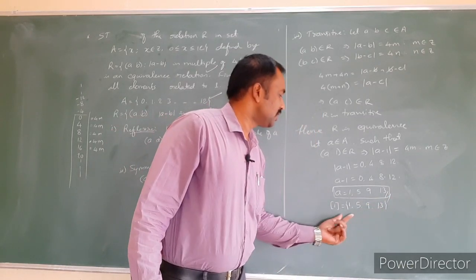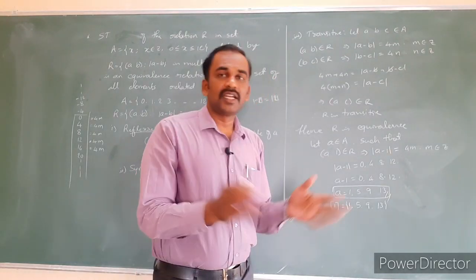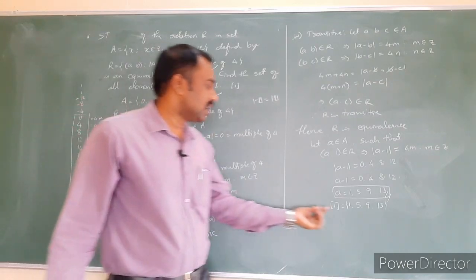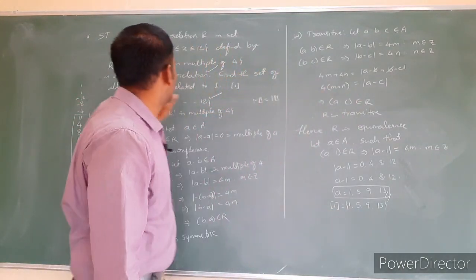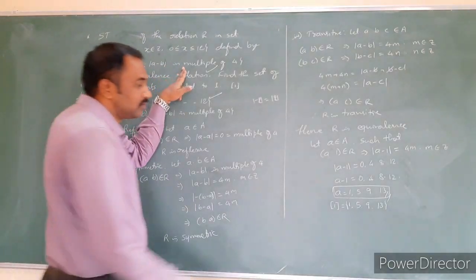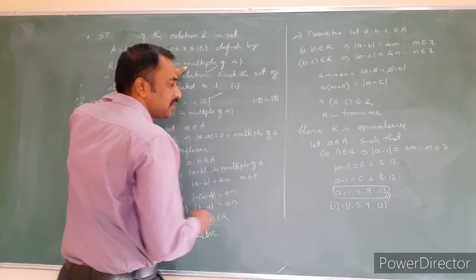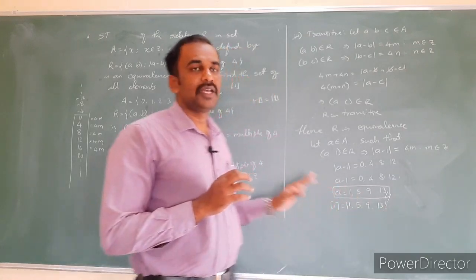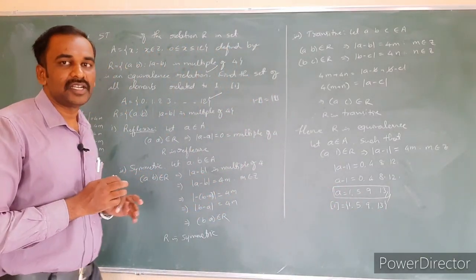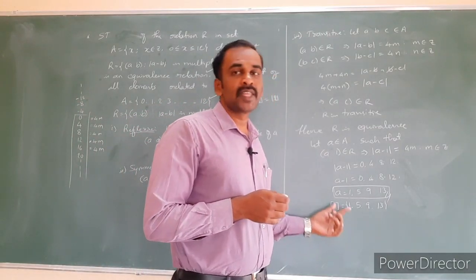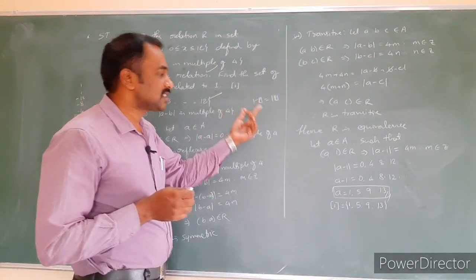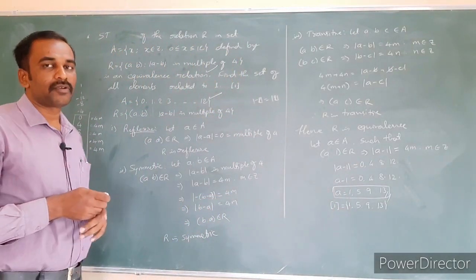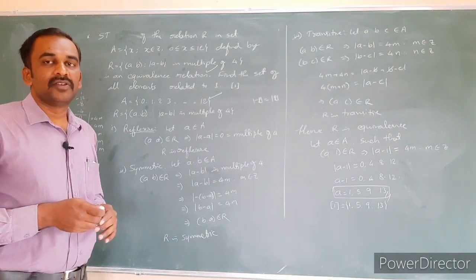We can make a pair of any numbers in this set, and that ordered pair will be present in the given relation. 1 comma 5: 1 minus 5 is a multiple of 4. 1 comma 9: yes, 8 is a multiple of 4. 1 comma 13, 5 comma 13, 5 comma 9, whatever pair you make, that pair belongs to the given relation R. This is exactly the meaning of related to the number, or the equivalence class containing element 1. Okay, so I hope you are clear about this equivalence class. Two more problems are there; we try to solve them in the same way and we will get the answer.